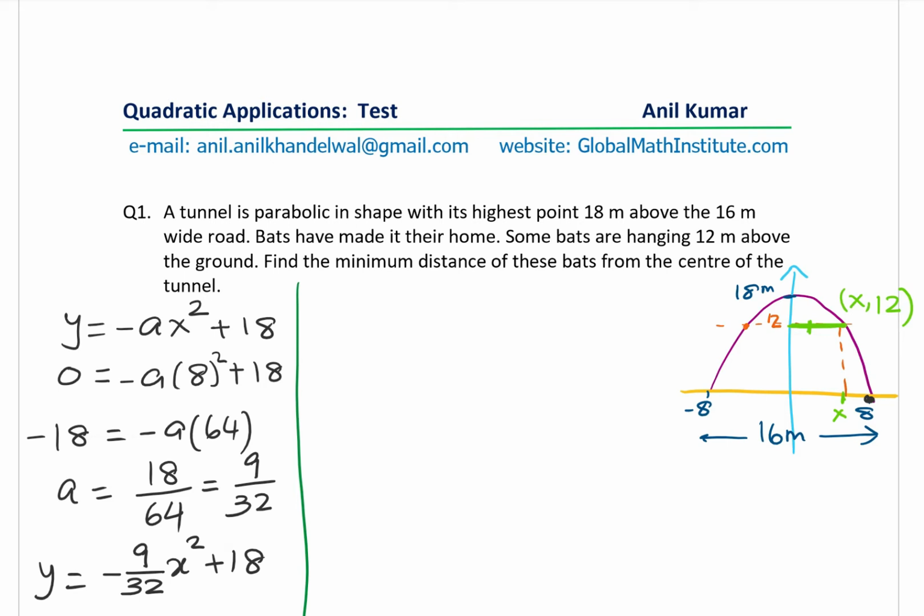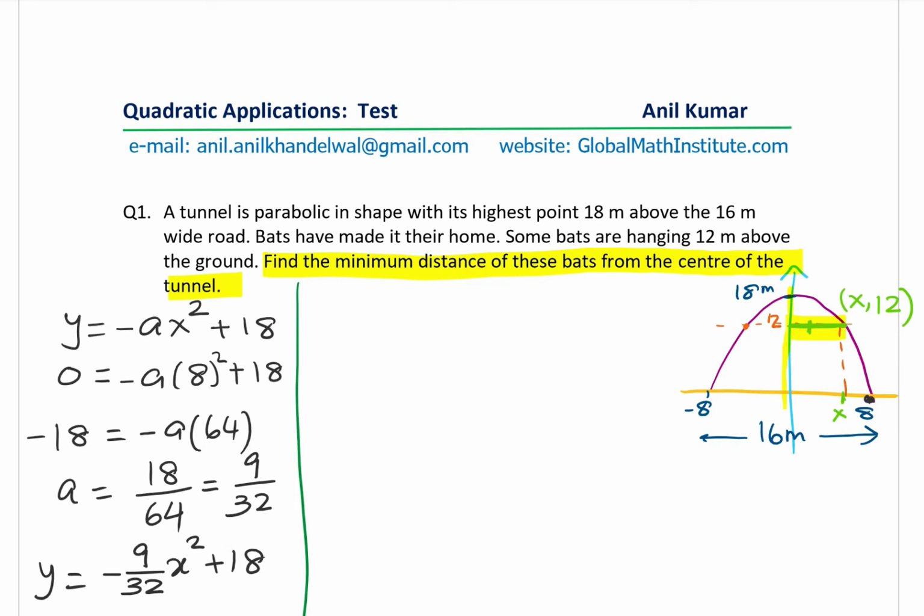Substituting y value as 12, we can now find the value of the distance of the bat from the center, correct? That is the key. So I hope this point is clear to you, right? Find the minimum distance that these bats have from the center of the tunnel. So that is the center of the tunnel, and this is your minimum distance. Is that clear to you?